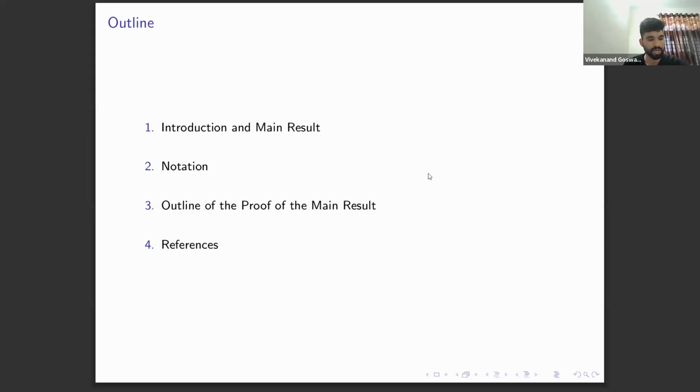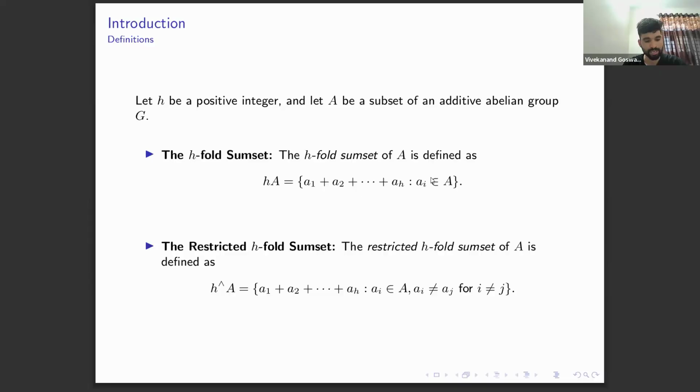Here is the outline of my talk. I will begin with basic definitions, some background, and then I will state the main result. After that, I will introduce notations that we have used in the proof of the main result. And finally, I will present the references that I have used in preparing these slides.